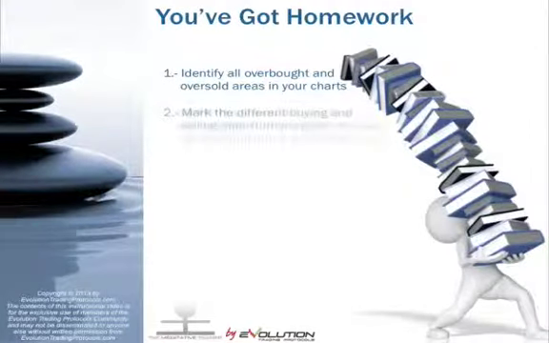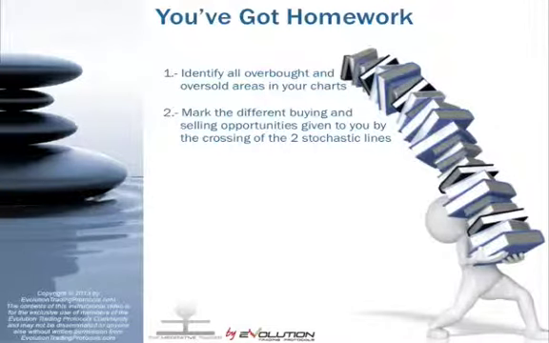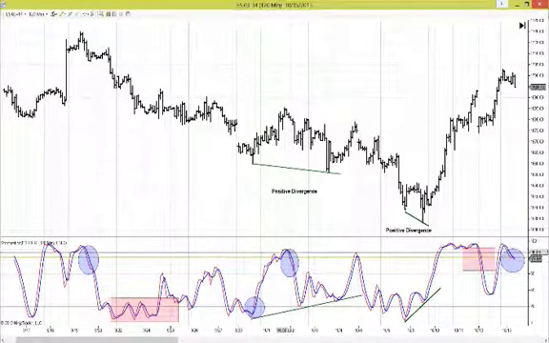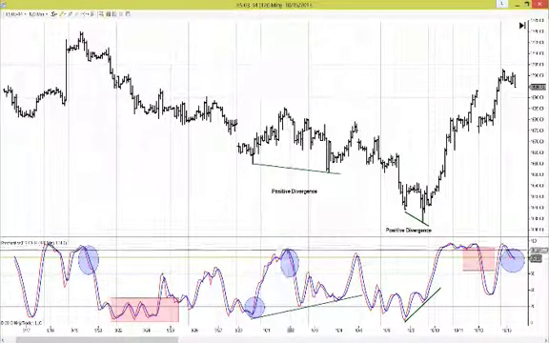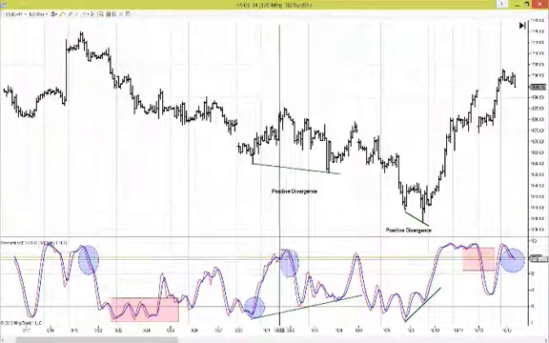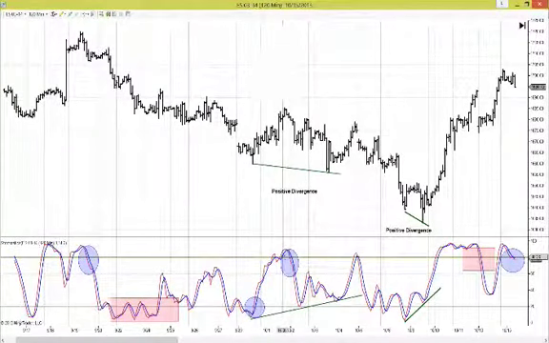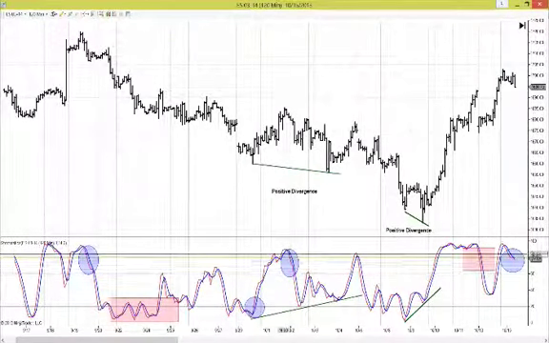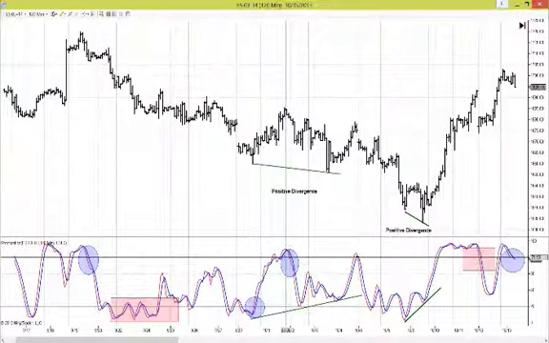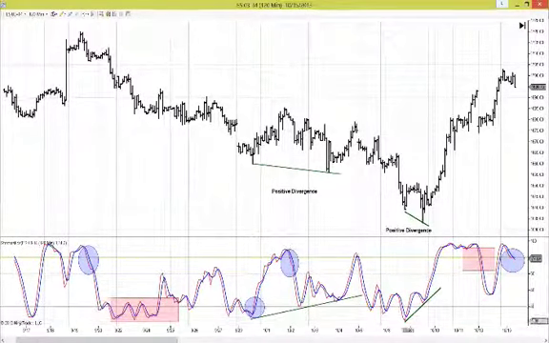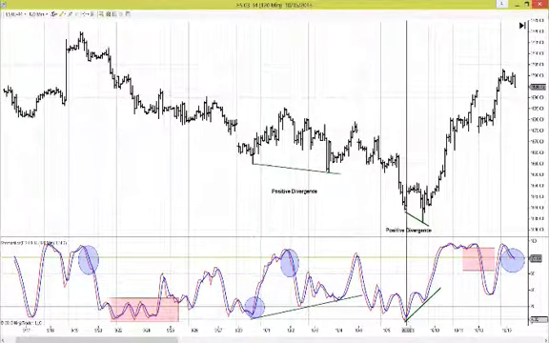Now mark the different buying and selling opportunities given to you by the crossing of the two stochastic lines. For instance, right here, they cross. See the red crossing down the blue? But remember, they have to have penetrated the area already. If we are going to sell, they have to have penetrated the overbought area and then cross down. If we are going to buy, we have to wait until both lines penetrate the oversold area and cross up.